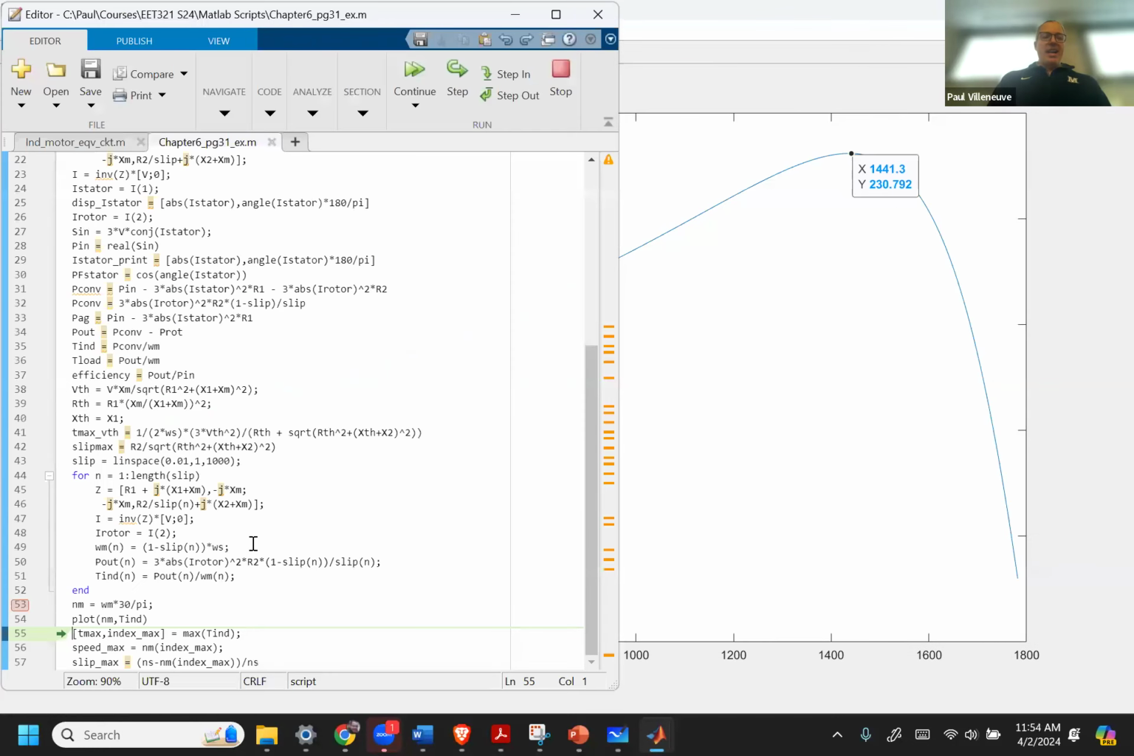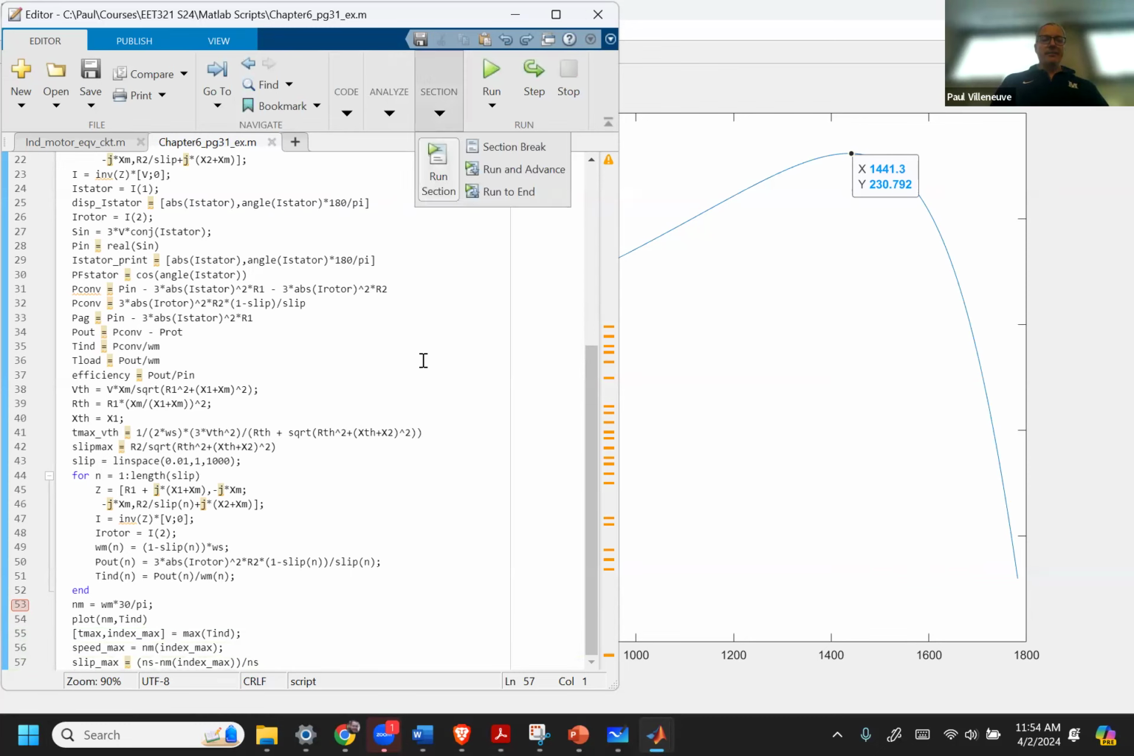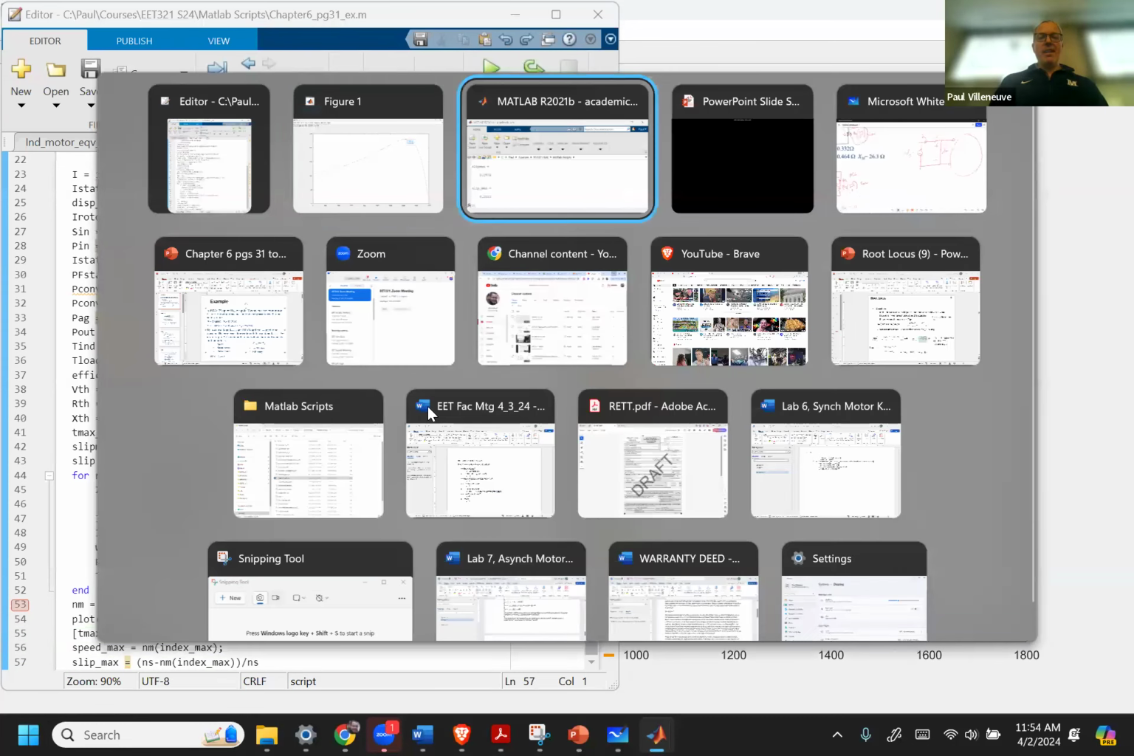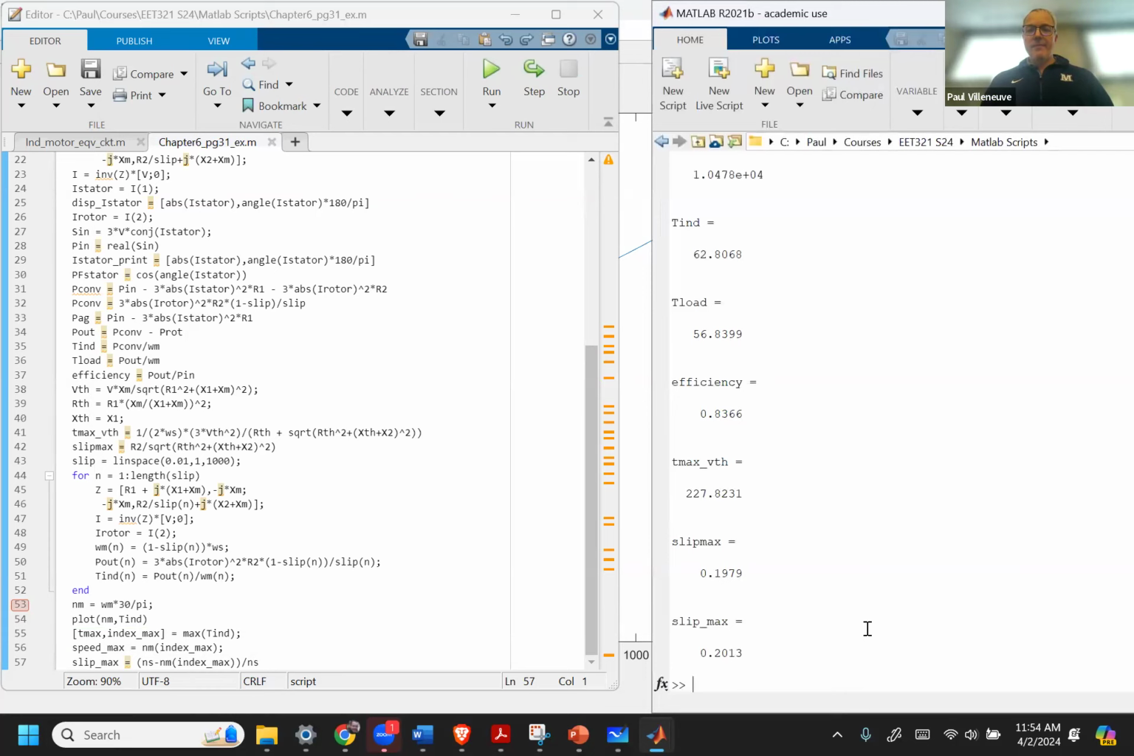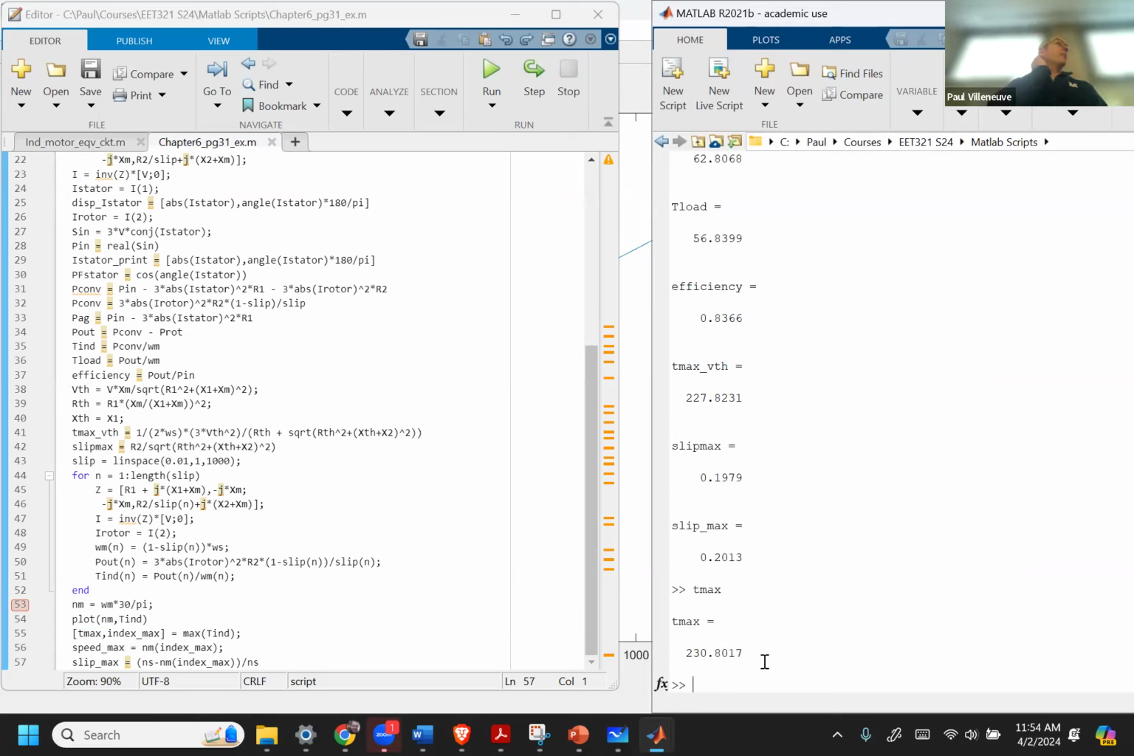So in MATLAB, I actually use this indexing thing. So it digs into MATLAB and it looks at all the max values. So I'm going to run through. And let's see what MATLAB pulled out. So it pulled out maximum torque. Let's see. It calculates out at 0.21 or 0.20 slip, and then let's just go ahead and say T max 230.8.